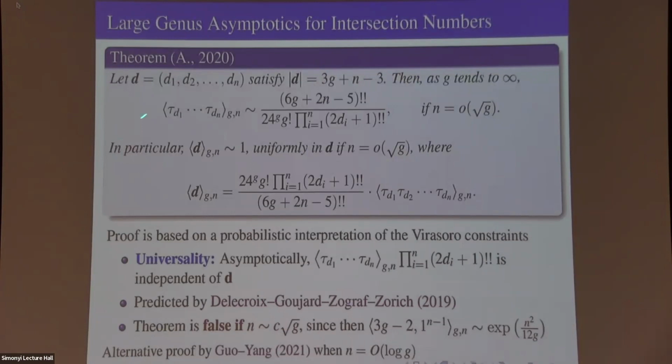This tau, if I imagine that my d is d1, d2 all the way to dn, and these d's have to sum to 3g plus n minus 3, then tau d1, d2, all the way to dn is given asymptotically as g tends to infinity, as long as n is not growing too quickly. So you need n to be little o of root g. It's some factorial over a product of factorials. So it's a fairly explicit object. So in particular, if I normalize out by this, it's equal to 1 in a sense.